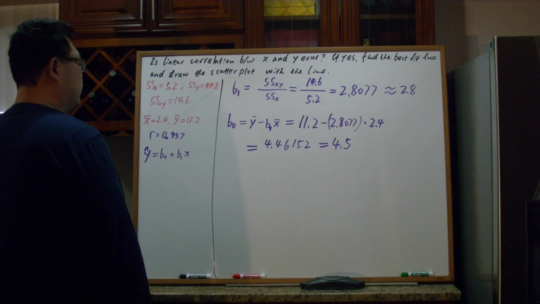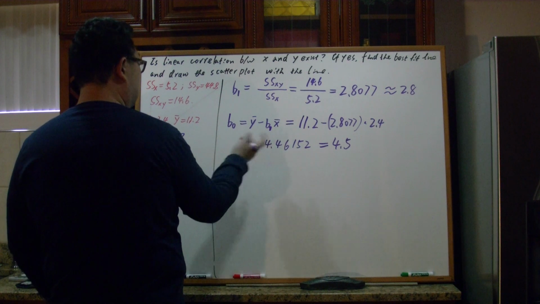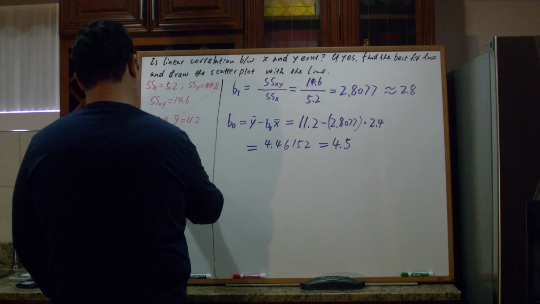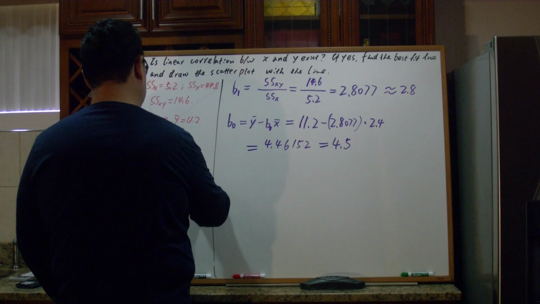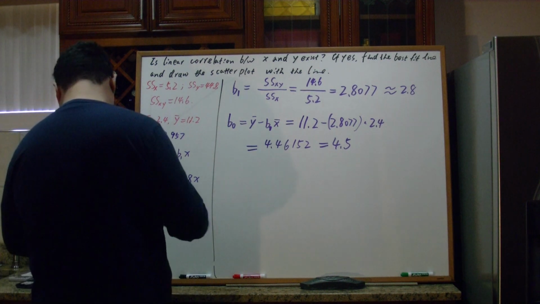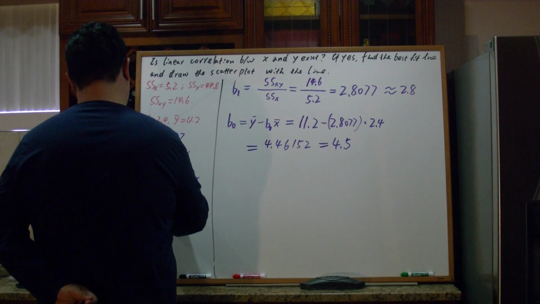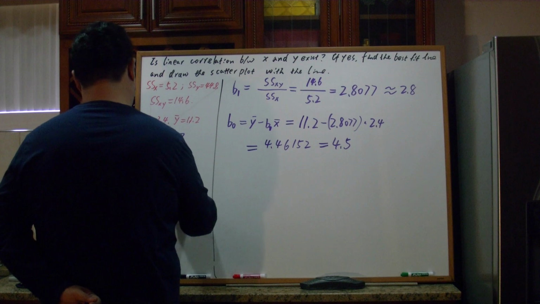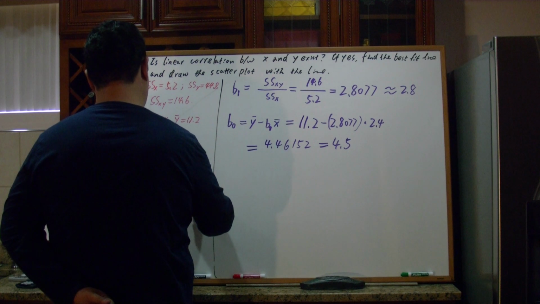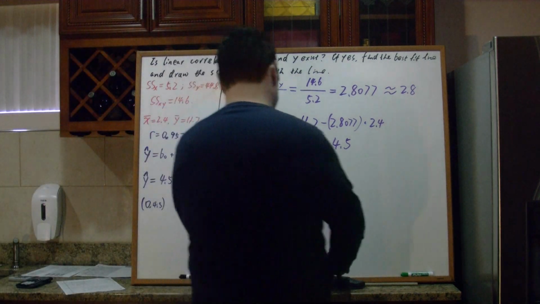Right, so that's our calculation. Therefore, our line y hat equals b0 plus b1 x, that is 4.5 plus 2.8 x. And the points we have are 0, 4.5, and also 2.4, 11.2. That's 2 points we have.